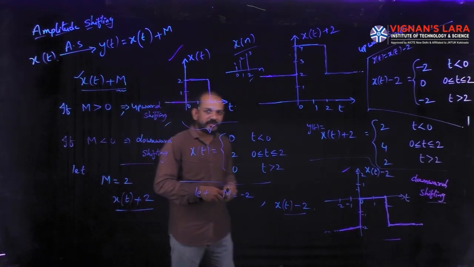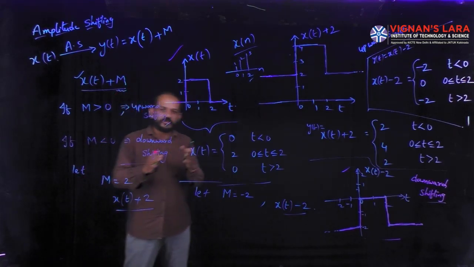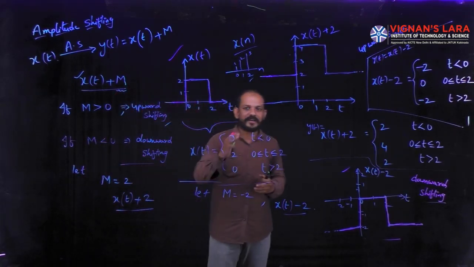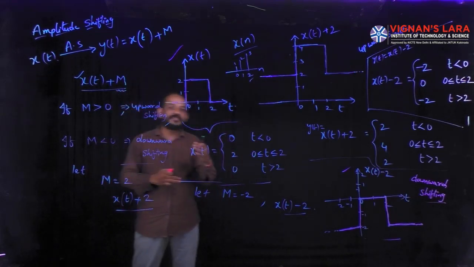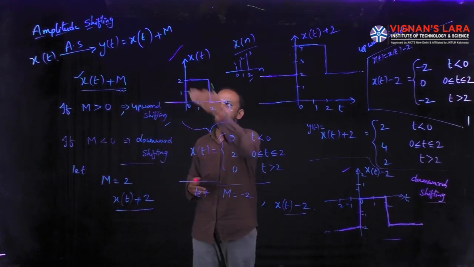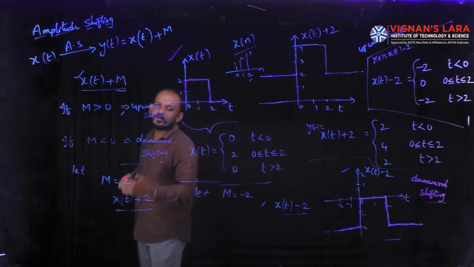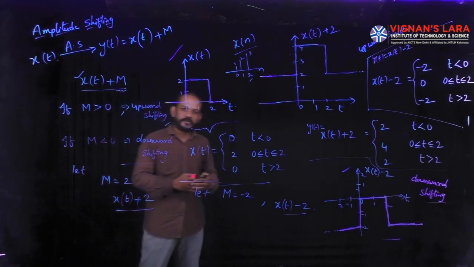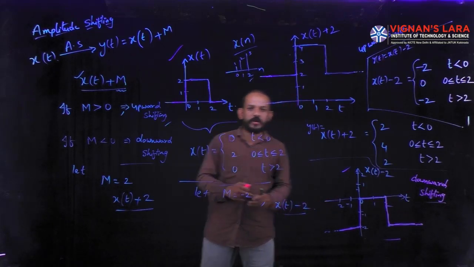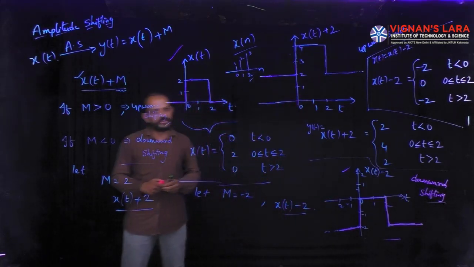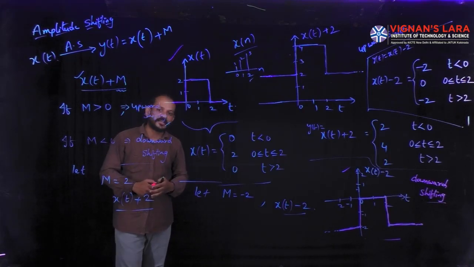In yesterday's class also, I explained time shifting with respect to continuous time signal, and for your practice, I left time shifting operation with respect to discrete time signal. Here also I explained amplitude shifting with respect to continuous time signal, and you have to do the amplitude shifting with respect to discrete time signal. I hope you are all clear with this amplitude shifting. Next, we will go for time scaling.